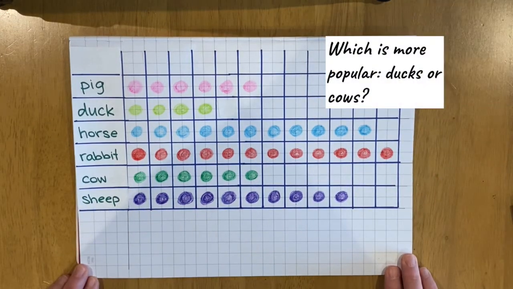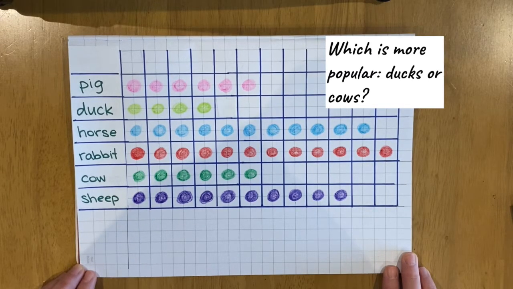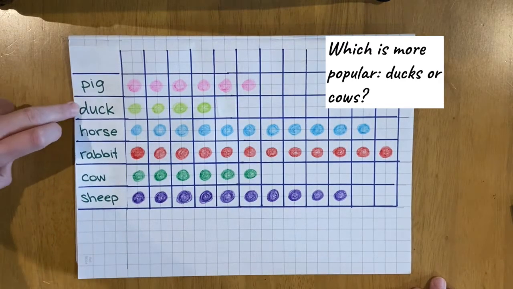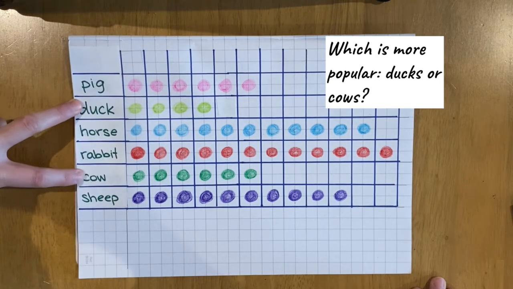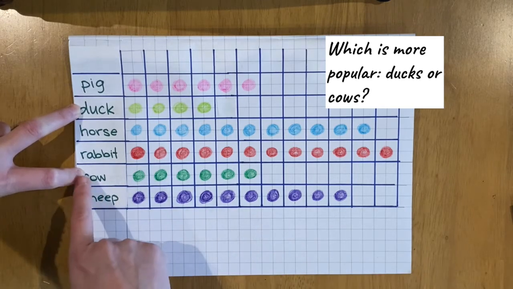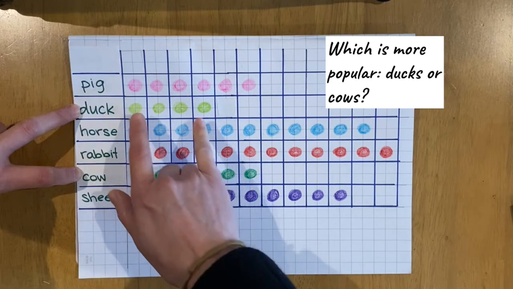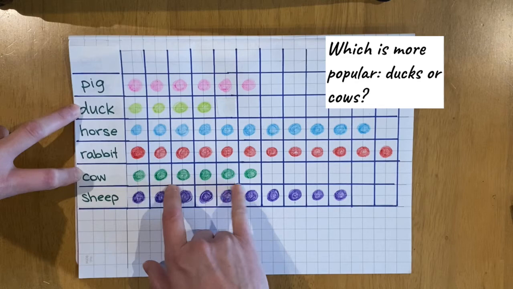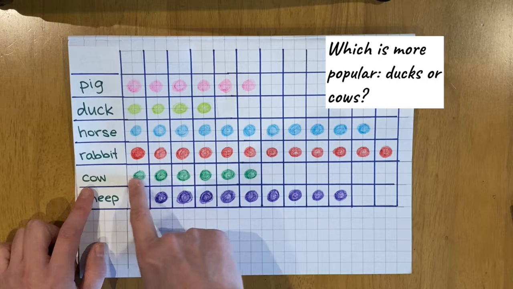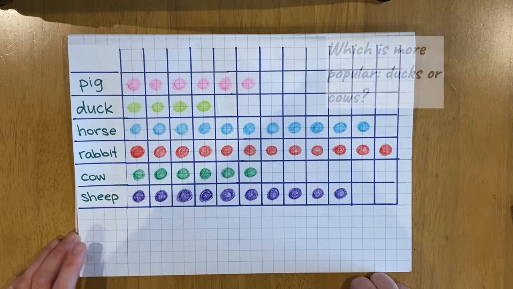Next question. Which is more popular, ducks or cows? So we're looking at the ducks and the cows. We're going to ignore everything else. So which one is more popular? We have to look at the one that people voted for. So 6 people voted for cows and 4 people voted for ducks. So which one is more popular? It's the cows, because 6 people voted for cows, 4 people voted for ducks, and 6 is bigger than 4.